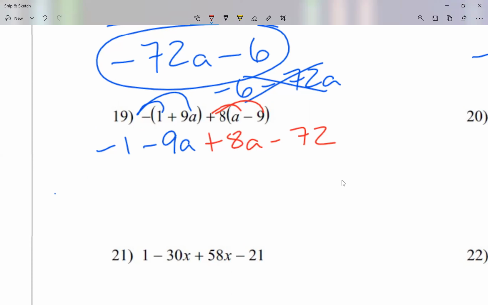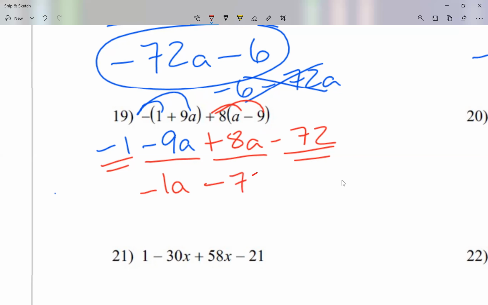Okay, now let me combine my like terms. When it comes to terms that have an a, I have a negative 9 and a positive 8. The signs are different, so I have to subtract, keep the sign of the large one. So for right now, let me just call this negative 1a. And then those that don't have a letter, I have a negative 1 and a negative 72. Both are negatives. When I have the same sign, I add my numbers, keep the sign. So it's going to give me a negative 73.